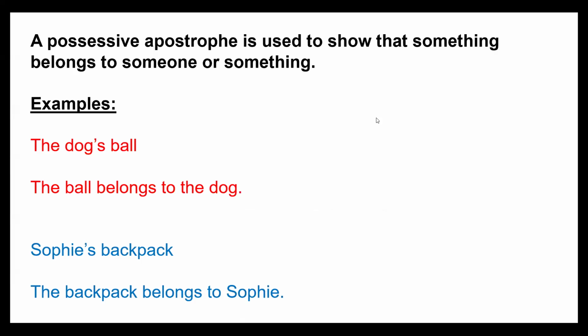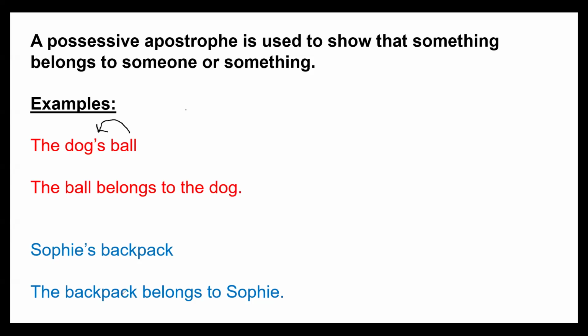So a possessive apostrophe is used to show that something belongs to someone or something, okay? So if we take a look at the first sentence, it says, the dog's ball. I know that's not a very exciting sentence, but it does do what it is that we need to be very aware of, and that is it uses an apostrophe to show possession. It shows that something belongs to someone or something. So in this case, the ball belongs to the dog. So it's the dog's ball, okay? Because the ball belongs to the dog.